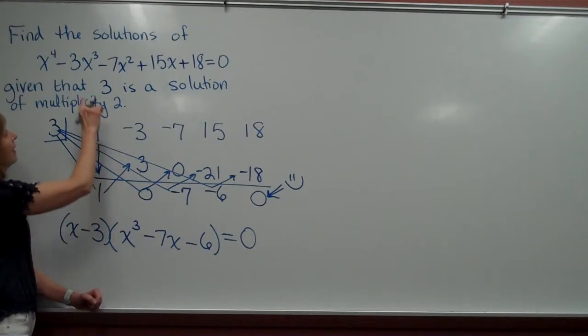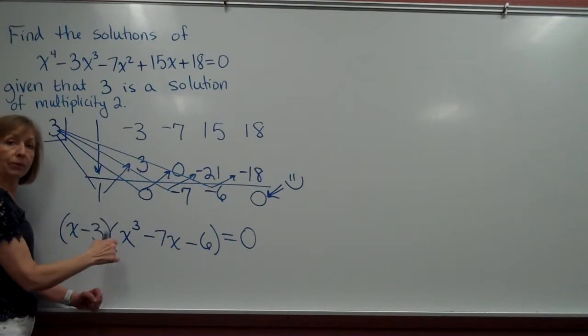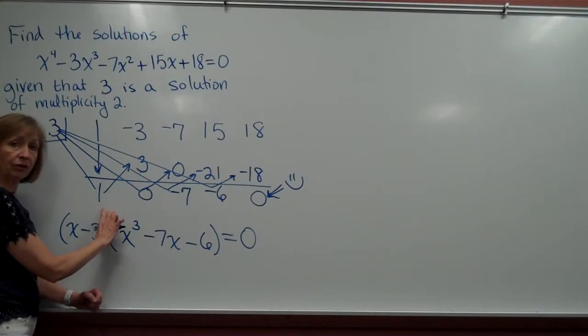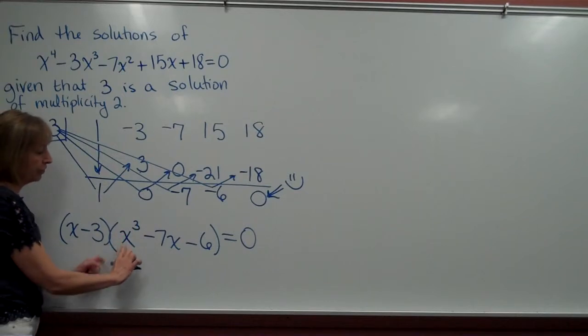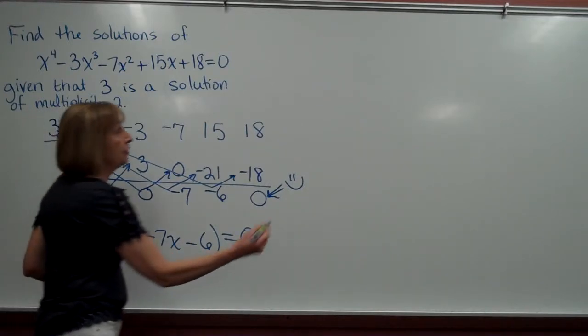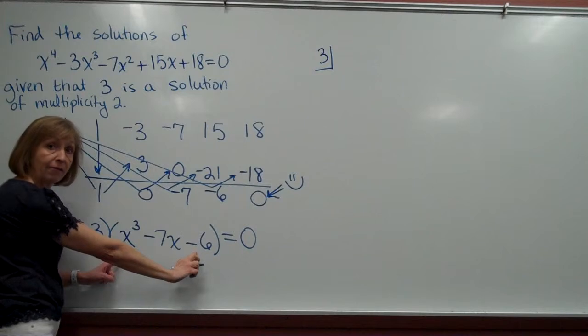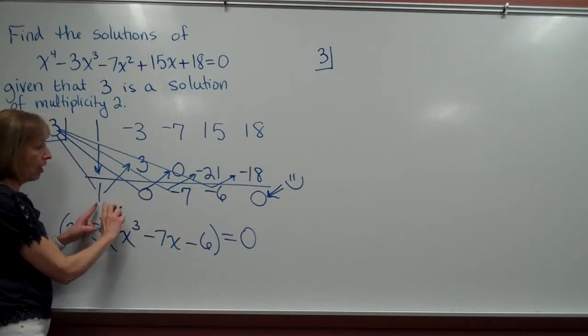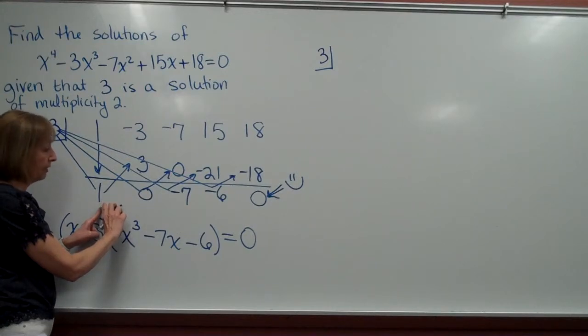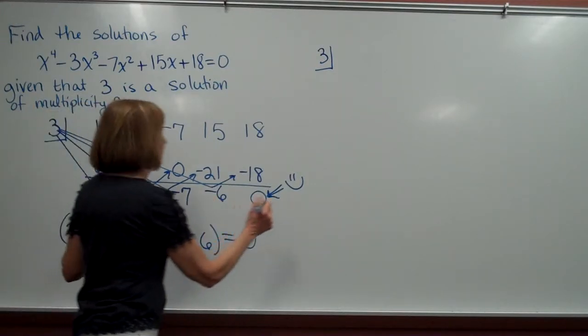Now they told me that 3 is a solution of multiplicity 2. So I have another root of 3 that I can use to factor out another x minus 3. And I do it in what's called the depressed equation, using the coefficients of the polynomial in this other factor, because that's where the rest of the roots of the original equation are hiding. So I'm going to use 3 again. And I'm going to use the coefficients of this remaining factor, which we got from this bottom row. So I'm going to have a 1 for the coefficient, a 0 because the x squared is missing, and then my negative 7 and my negative 6.